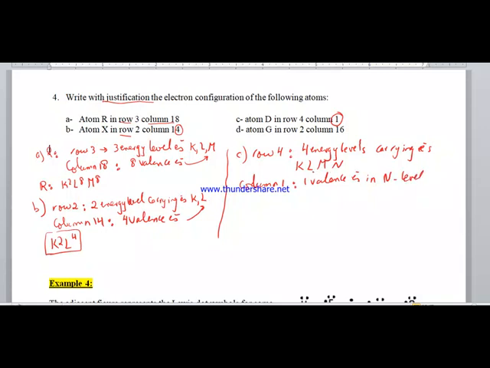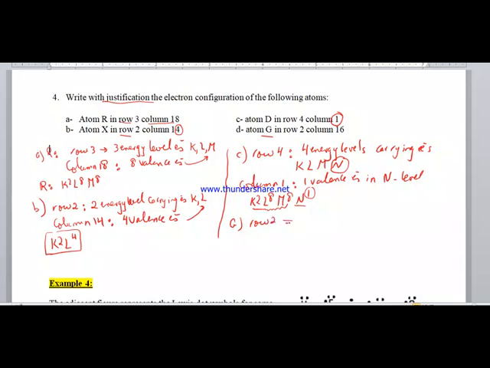In the outer energy level N, we have only 1 electron. So the electron configuration is K2, L8, M8, and N1. The last energy level has 1 valence electron. The previous energy levels must be completed by the maximum number of electrons: 2 for K, 8 for L, and M has 8 electrons.